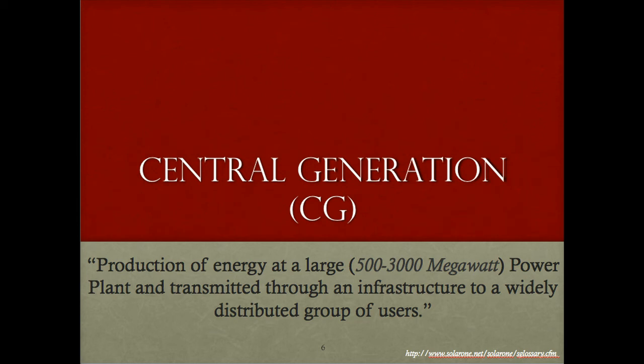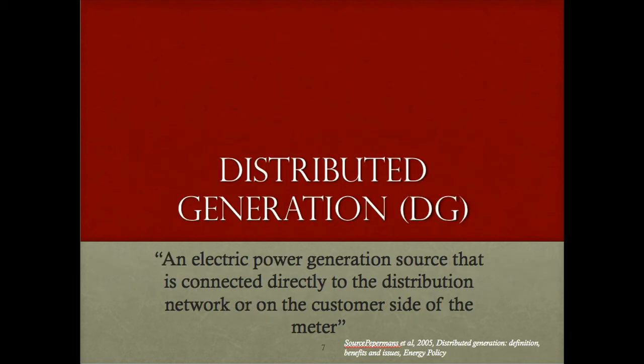For the purposes of this course, we will define central generation as the production of energy at a large 500 to 3,000 megawatt power plant and transmitted through an infrastructure to a widely distributed group of users. And we will use the abbreviation CG to represent this option. We will define distributed generation as an electric power generation source that is connected directly to the distribution network or on the customer side of the meter. This definition does not include a specification of the size of the generation, but does specify that DG doesn't use transmission wires because it is connected directly to the distribution network.